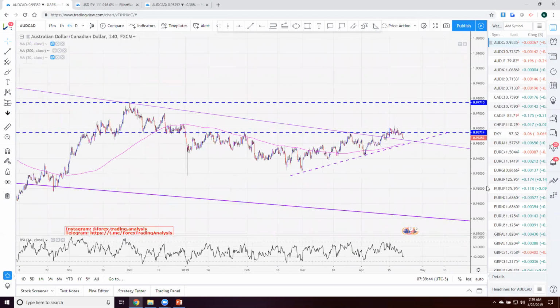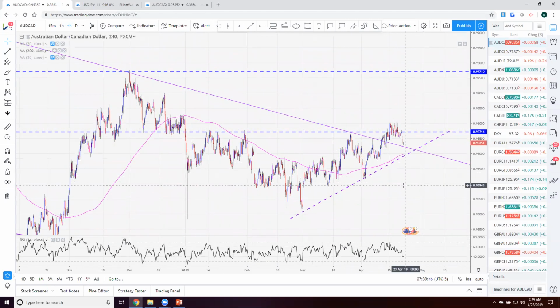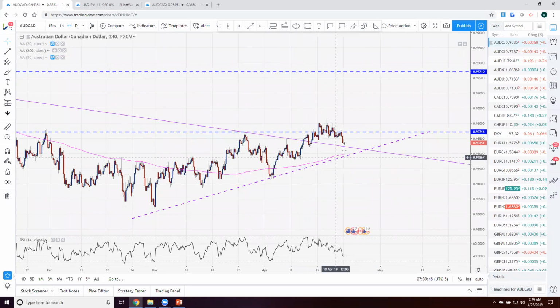If we look at the 4-hour, same situation. Looking for some support here in this area. Otherwise, a drop below this 4-hour trend line could see some further downside.